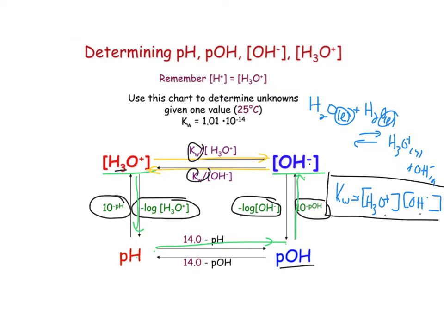Kw has a value. It's in our data booklet. It's 1.0 times 10 to the negative 14. That's Kw. So if I have hydronium ion concentration and I know Kw, it's always this value. I can take my Kw, divide by my hydronium ion concentration, and I will get my hydroxide ion concentration. So that's where these calculations come from. It's using Kw. Here it says 1.01, we'll just use 1.0 times 10 to the negative 14.